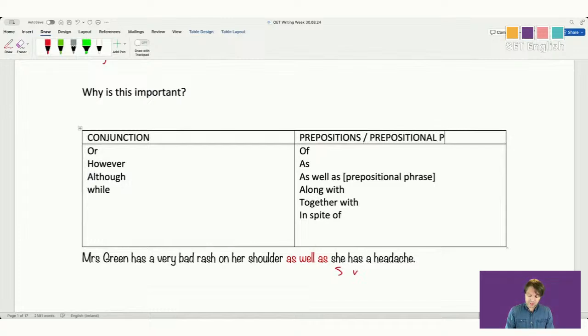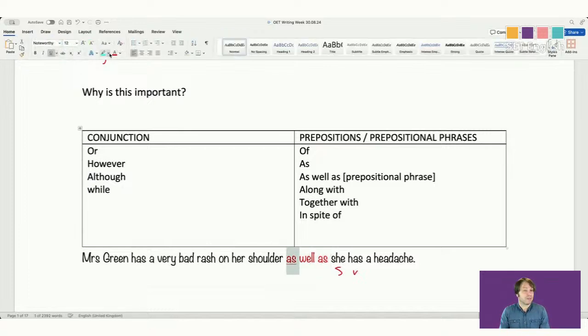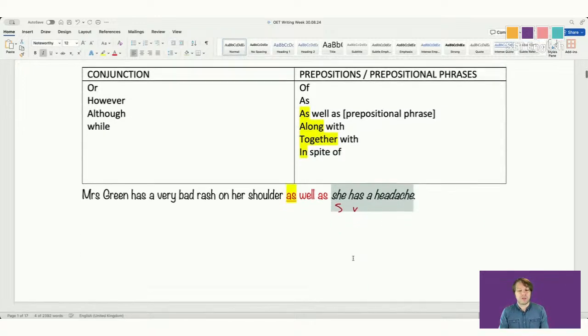Prepositional phrases. You have to remember that when you use "as well as", guys, "as" is a preposition, "in" is a preposition, "together" is a preposition, "along" is a preposition. When you're using prepositions, you cannot have a subject and a verb.